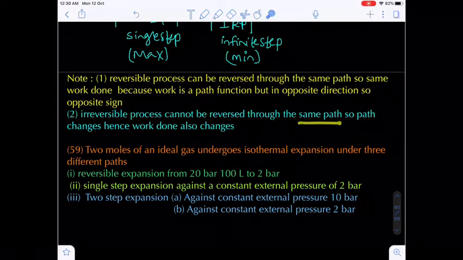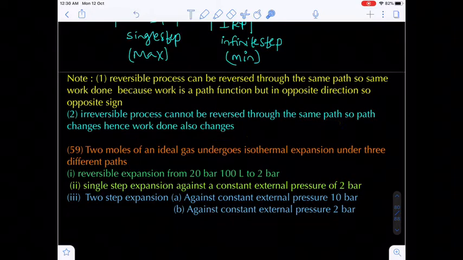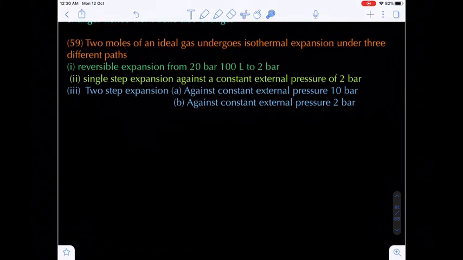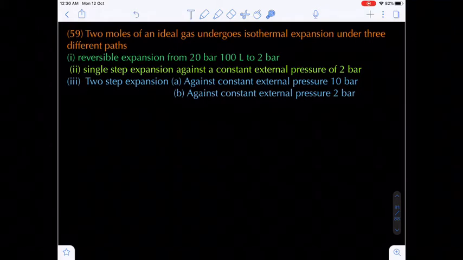So that's why the path is entirely different. When the path is entirely different, the work done value is also entirely different. Okay, this is a very, very important note. Now, question number 59.